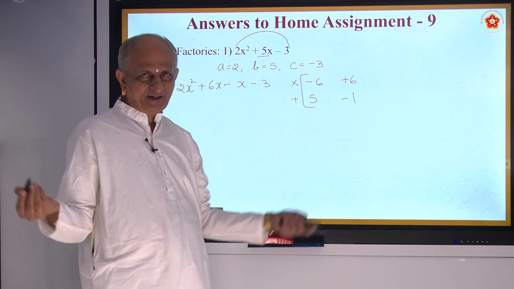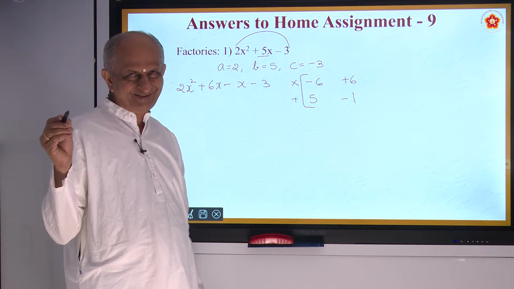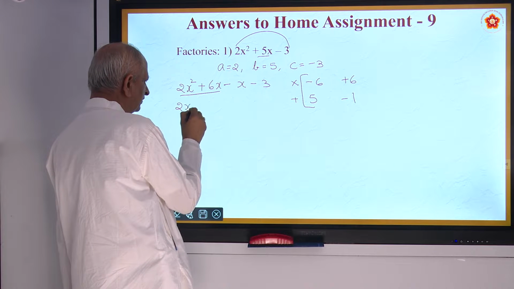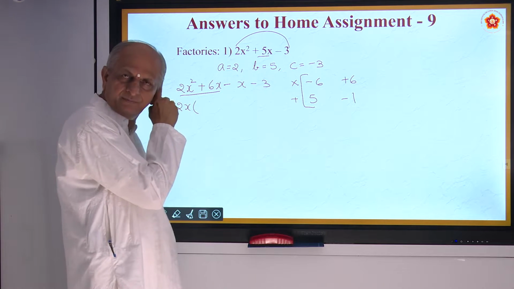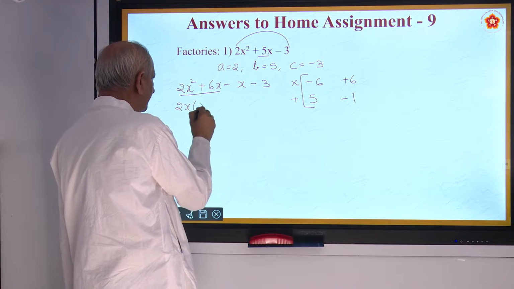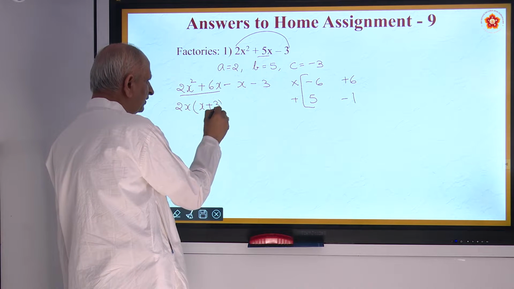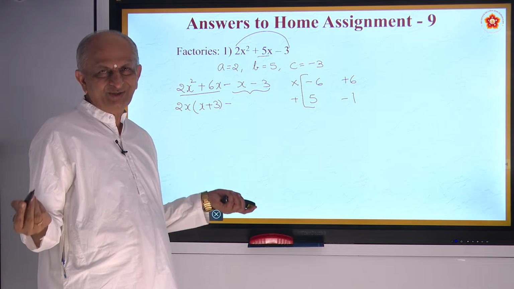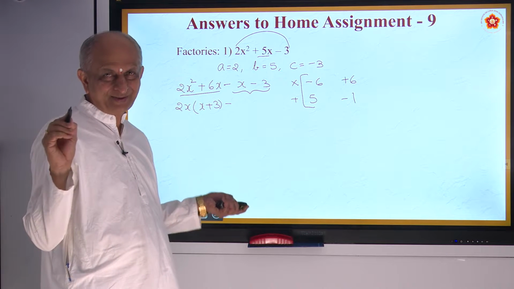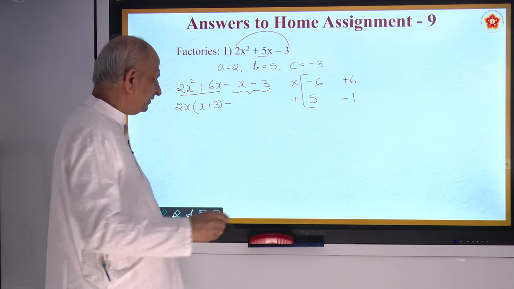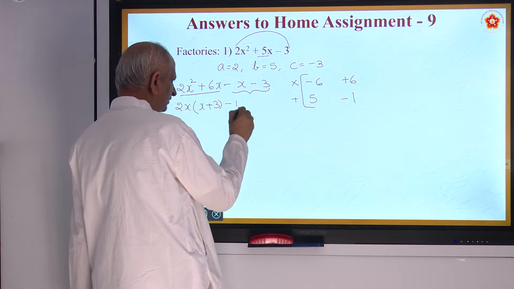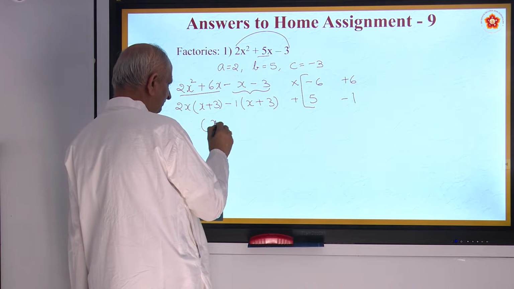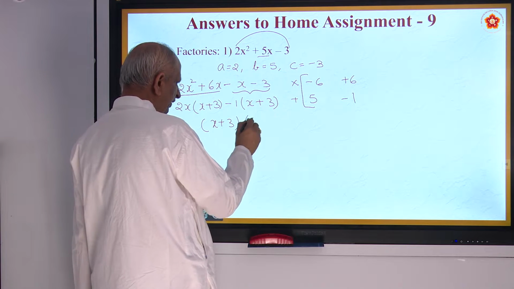Even you may write or may not write, it is understood, is it not? So you have common factor 2x here, that is called HCF. So x plus 3 minus, which is common here? There is no common, but you cannot say no common. Then you must take 1 as common. So 1 as common, you have x plus 3. So you have x plus 3 into 2x minus 1.